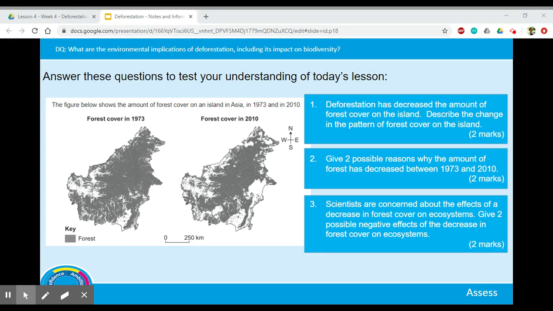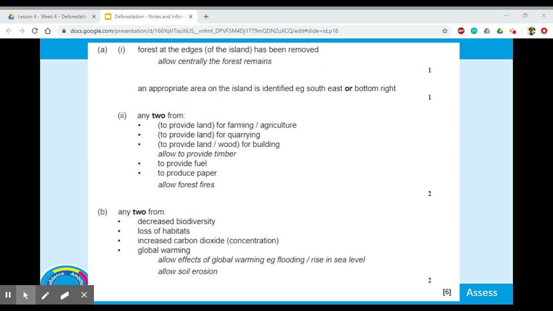So again, pause the video, spend about 6 to 8 minutes on this, and then come back for the mark scheme. Okay, so the mark scheme, let's have a look through it. For your first question, forest at the edges of the island has been removed. You can also allow: centrally the forest remains. An appropriate area on the island is identified. So you need to say where on the map.